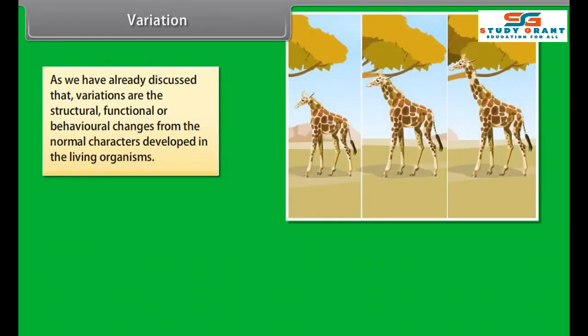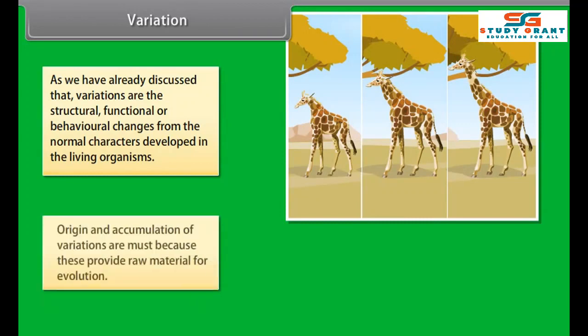Evolution. Evolution is a gradual process through which the present-day animals and plants have arisen since the time life originated. Variation. As we have already discussed, variations are the structural, functional, or behavioral changes from the normal characters developed in the living organisms. Origin and accumulation of variations are a must because these provide raw material for evolution.